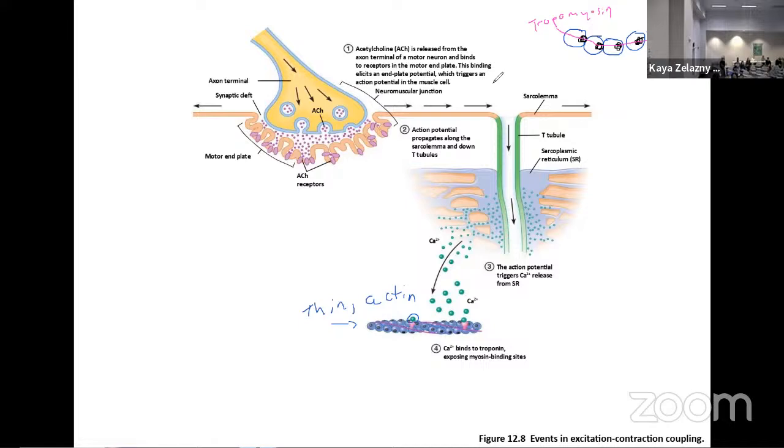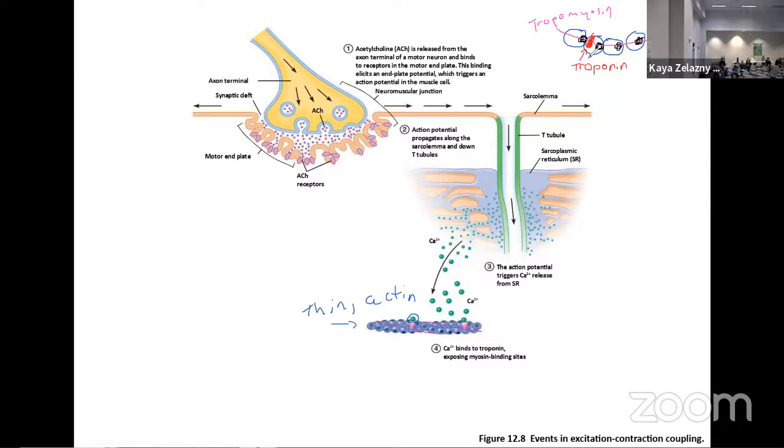I'll pick a different color for our troponin to make it clearer. It'll be red. So our troponin was sitting here next to the tropomyosin. It had three parts. Don't worry about them. The troponin is holding on to both the tropomyosin and the actin. It's the important piece. So it's sitting here. That's our troponin. So this was what was happening at rest.